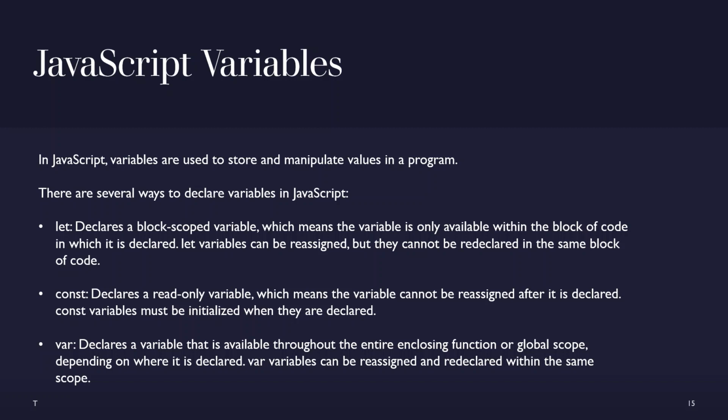The first and the oldest way to declare a variable in JavaScript is the var keyword. When you declare a variable using var, the variable is either locally scoped to the current function, or it is globally scoped if it is declared outside a function. Let's see an example in our demo project of how we can create a variable using the var keyword.